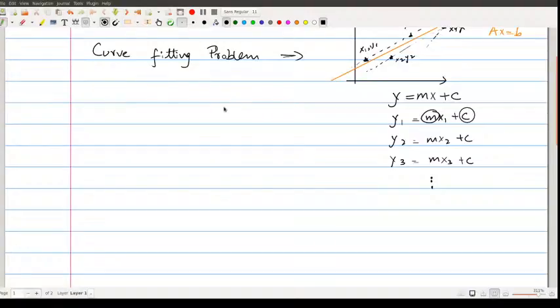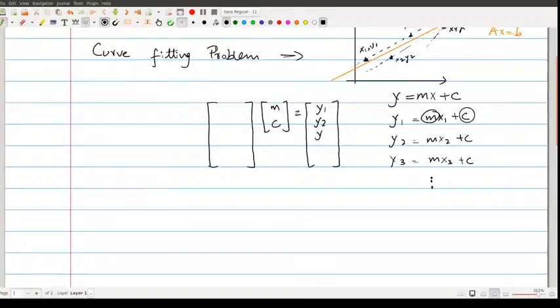But if I make a system out of it, that system of equations is going to look something like this. It has two variables, m and c, which I want to solve for. On the right-hand side, I have the data points y1, y2, y3, up until yn. On the left-hand side, the coefficients of m are x1, x2, dot dot dot, xn, and c just has coefficient 1, so 1, 1, dot dot dot, 1, right? And I already know that this system has no solution. So this is my Ax equals b, and it has no solution.